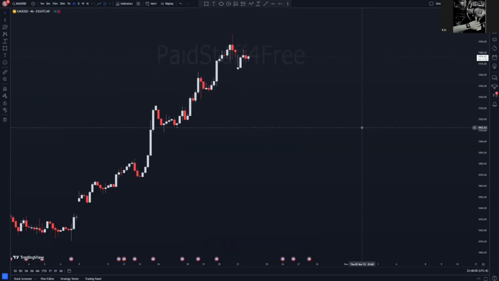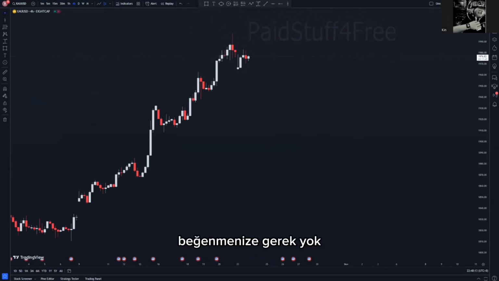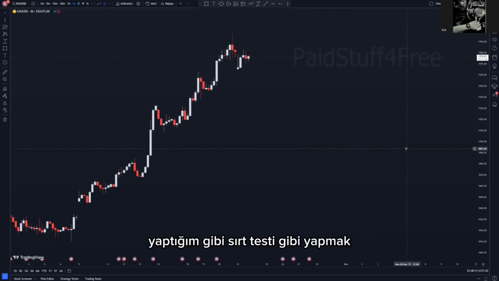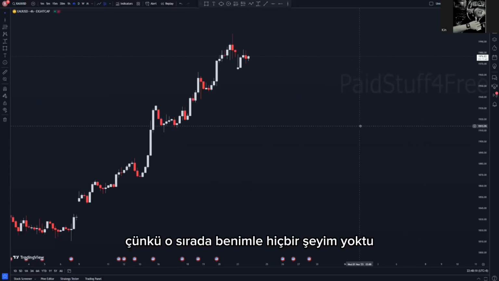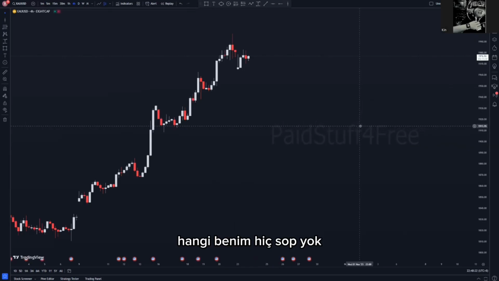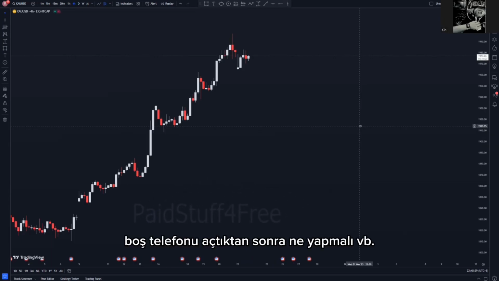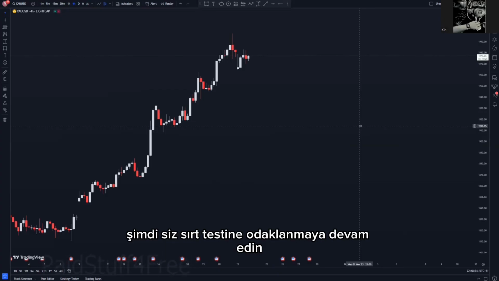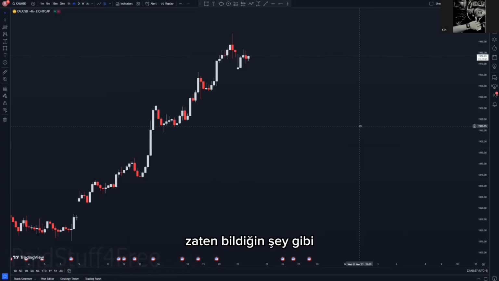But you guys don't need to do back tests the way I did, because during that time I had nothing with me. I didn't have any SOP, any trade control, or any steps for what to do after you open MT4. So now you just keep focusing on back testing what you already know, which is the SOP that I gave to you guys.